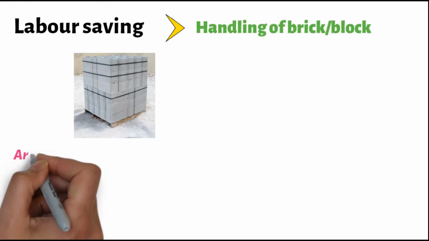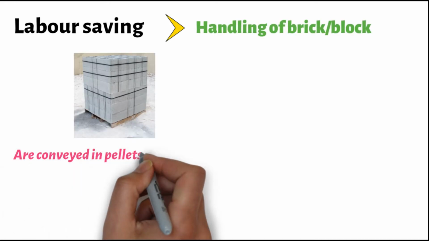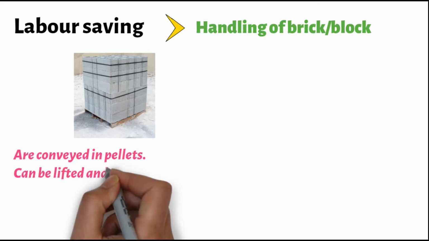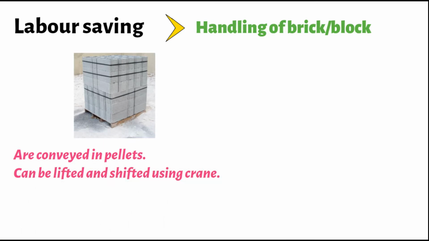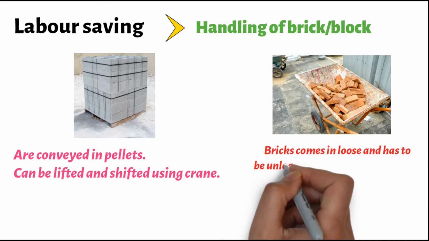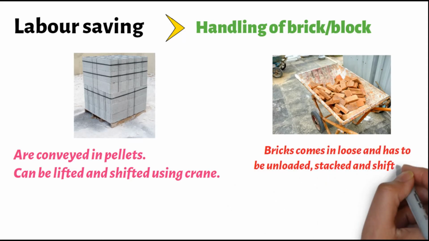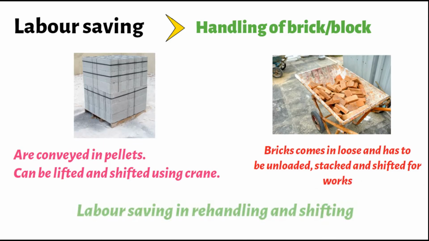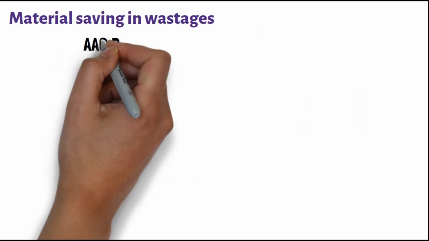Next is labor saving in terms of handling of bricks or blocks. AAC blocks are conveyed on pallets and can be lifted and shifted using a crane or tower crane. Whereas bricks come loose and have to be unloaded, stacked and shifted for works. There is a huge amount of labor saving in rehandling, shifting and lifting.